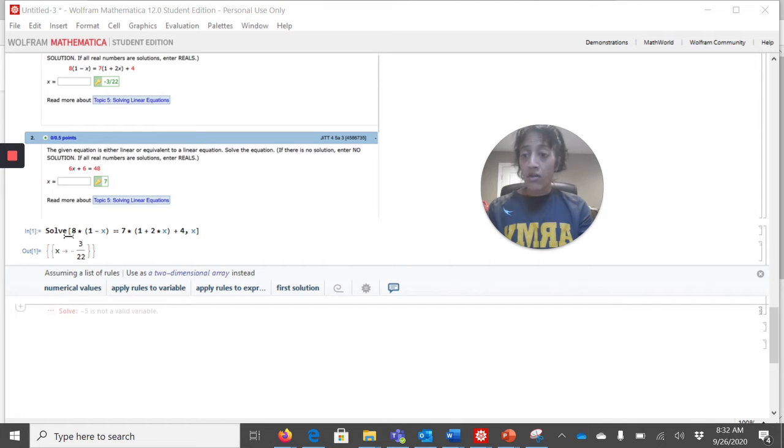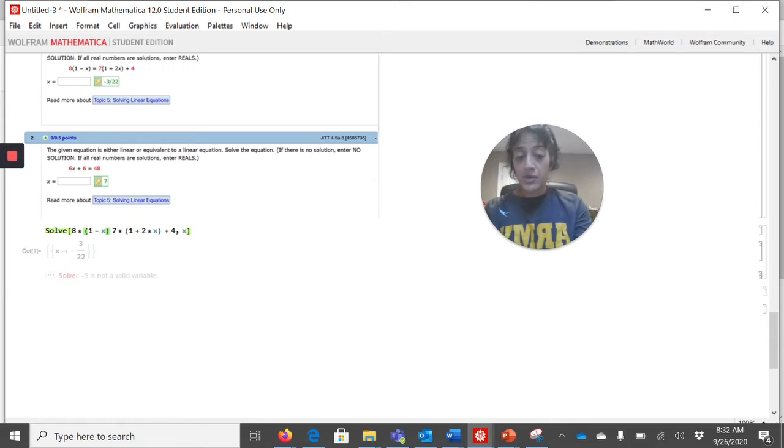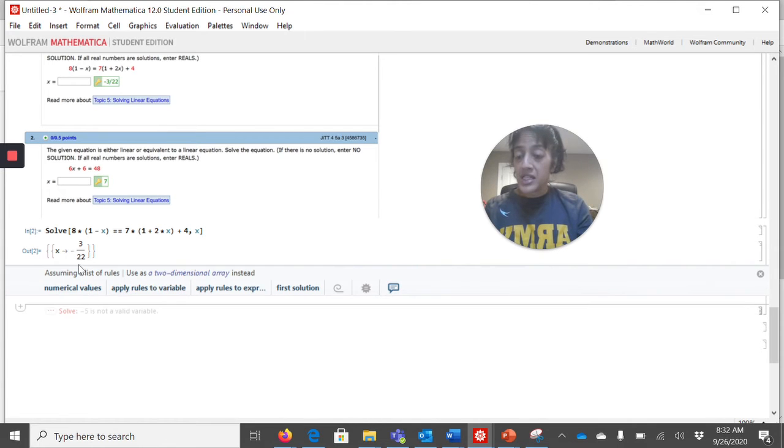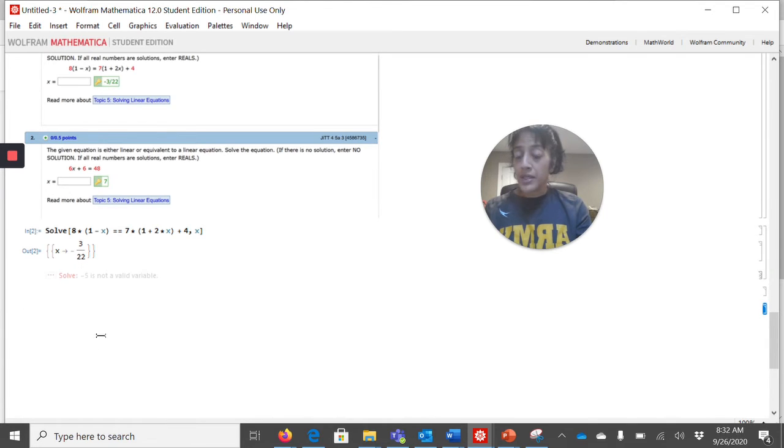How do I do this? I type Solve with a capital S, the square brackets, and then 8 times 1 minus x. Where there was an equal sign, there has to be 2 equal signs. So I put in 2 equal signs. So this goes equals, equals. And then you put the right-hand side, 7 times 1 plus 2x is 4. So all I did is I copied exactly that, typed it in. And then hit Shift-Enter, and you see it says x is minus 3 over 32. And look at that, WebAssign is correct. They matched up.